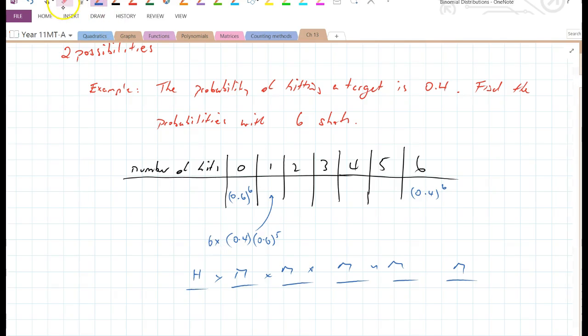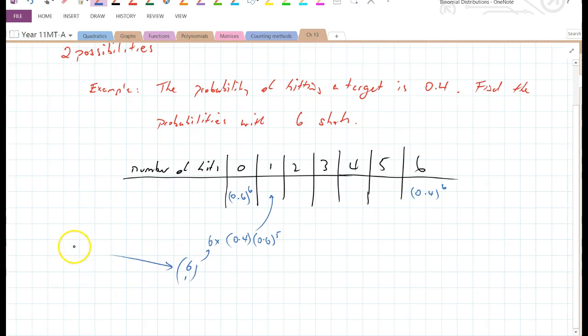Now that 6 we're going to write in a different way. We're going to write it in nCr notation. So that 6 from this point onwards is going to be known as 6C1, which I'm going to write like that. That means 6C1, which is the same as 6. So in here, that's going to be 6C2 times 0.4 squared times 0.6 to the power of 4, because there are 6C2 ways of having 2 hits. That number is going to go in there.